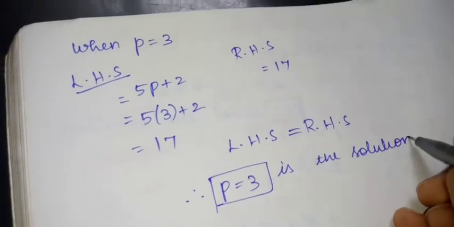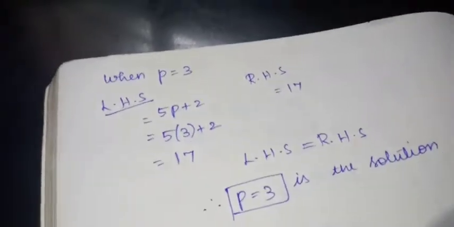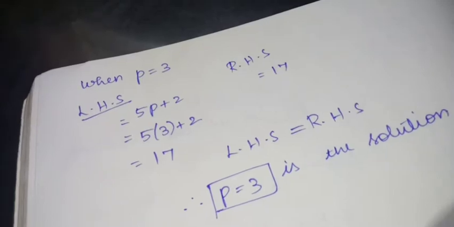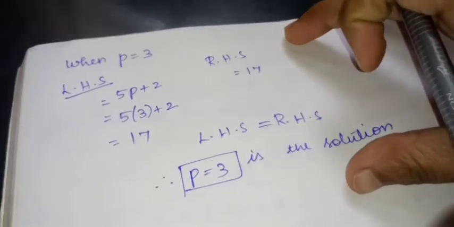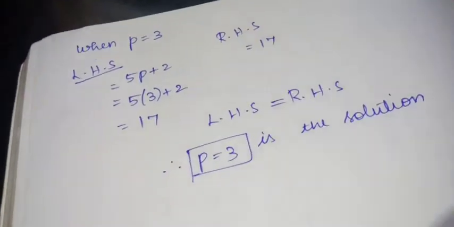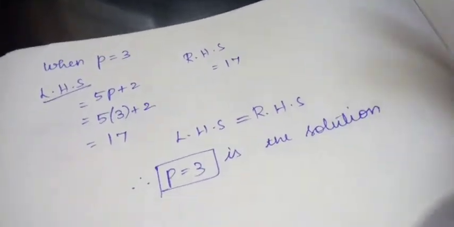So, did you understand how to do this trial and error method? First P is equal to 1, you can try, then 2, then 3. At 3, we got LHS and RHS as equal. So, this is your solution. This is your trial and error method.